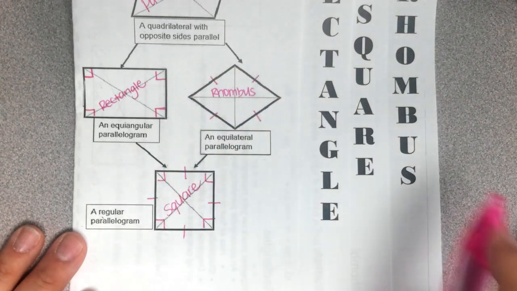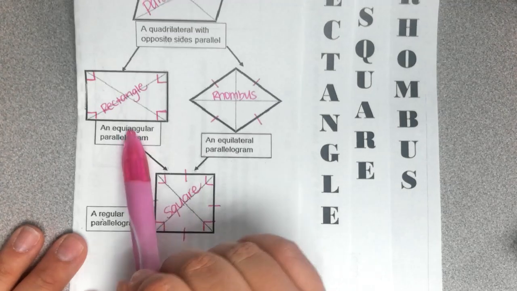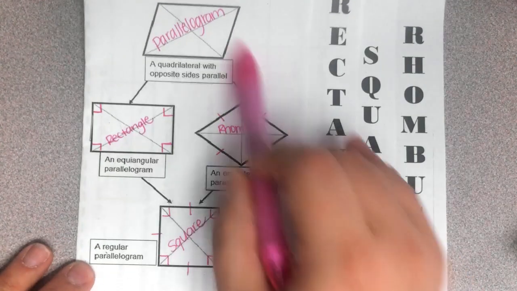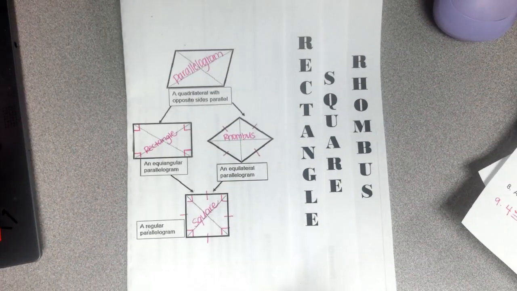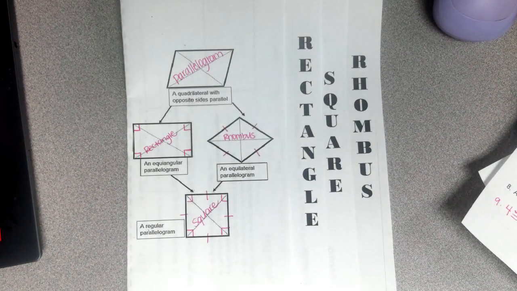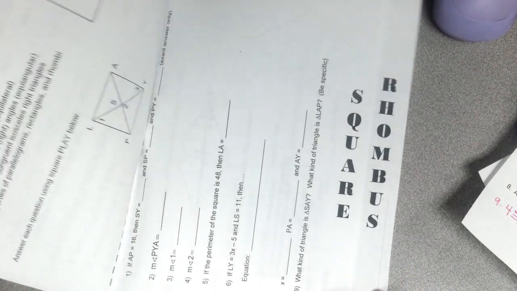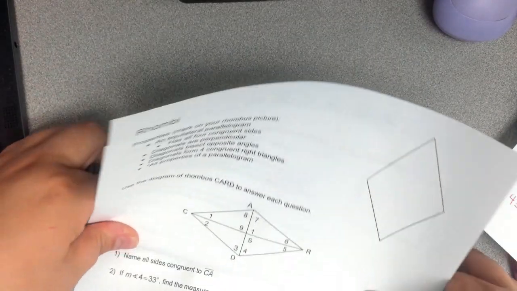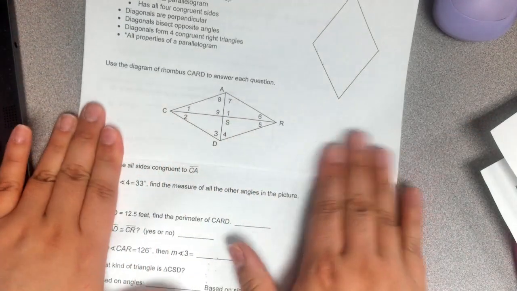Not a cube, not 3D. So a square is all three of these things. A rectangle is a parallelogram, a rhombus is a parallelogram, and all four of these are quadrilaterals. They all have four sides. So I'm going to skip rectangle and square, and I am going to go to the rhombus one. We are not going to do everything on this page, only some of it. If you can fold it back, please.